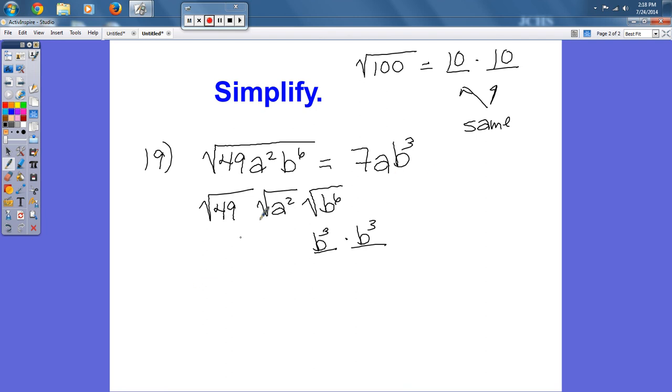You'll find on these, if you take a square root of a variable to some power, you just have to divide the exponent by two to figure out what that would be simplified.